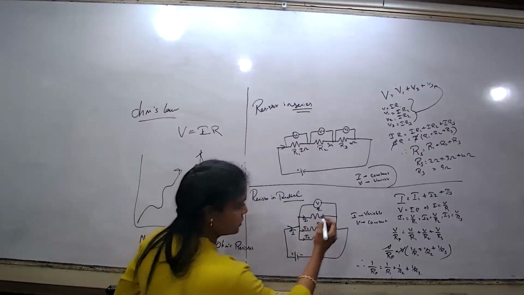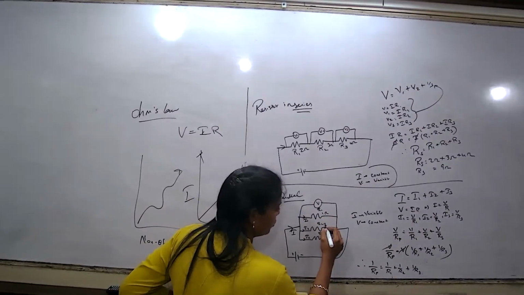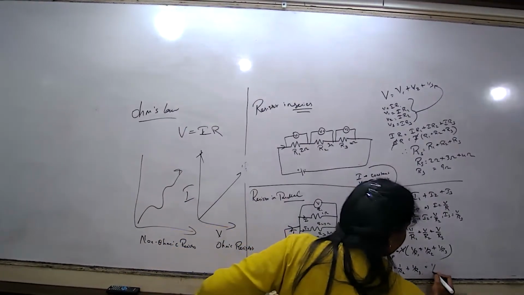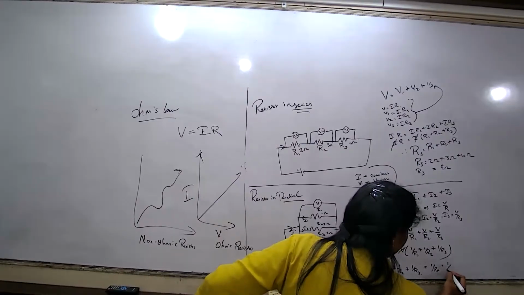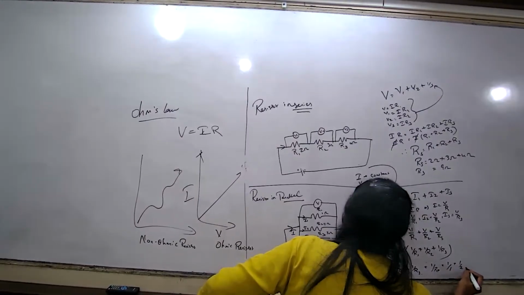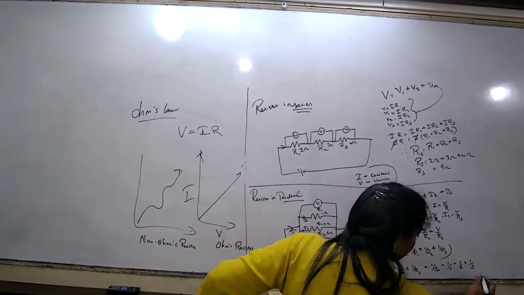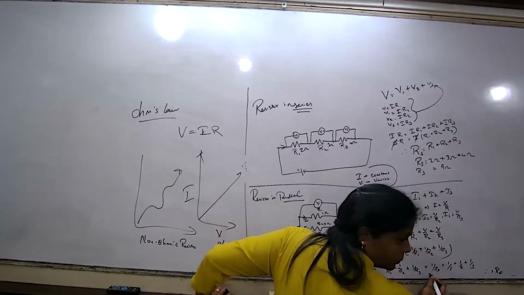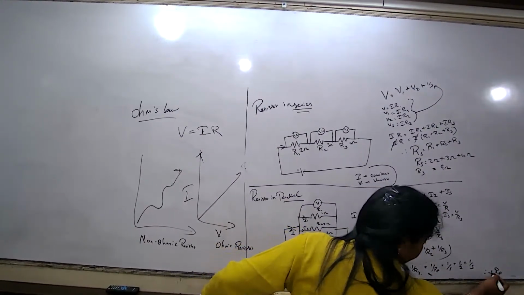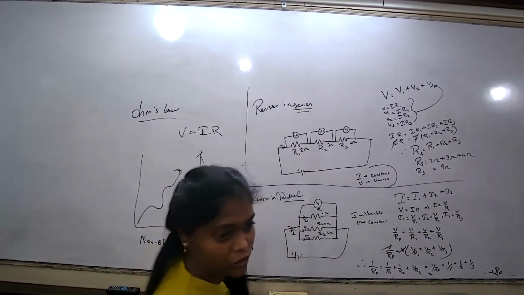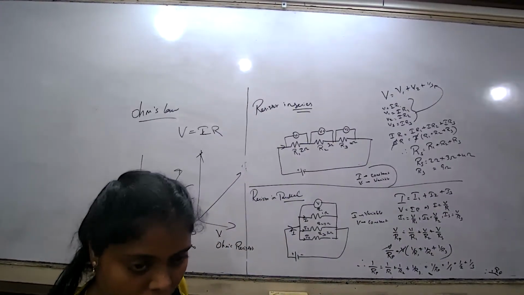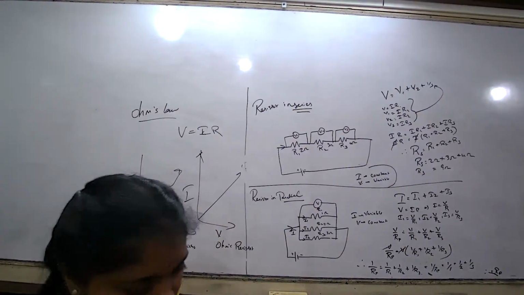What about this? I am giving 1 ohm, 2 ohm, 3 ohm. So you have to substitute it here. 1 by Rp equal to 1 by 1 plus 1 by 2 plus 1 by 3. Find the LCM and find Rp. It is 1 by Rp, then you have to find Rp. Do the numericals and get the value of Rp. This is another pattern. Now you understand.